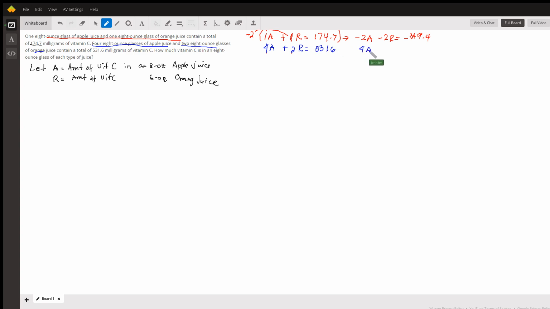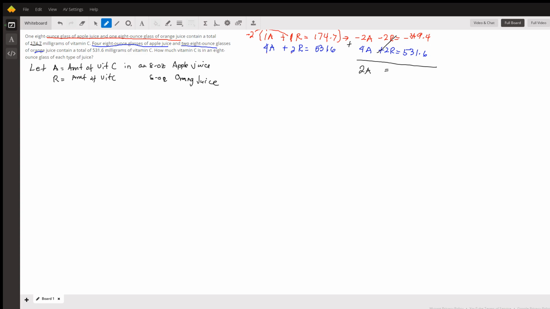Now the second equation stays the same. So this is 4a plus 2r equals 531.6. Now, as you can see, now that our equations are set up, we can eliminate this because your r have the same coefficient but opposite in sign. So therefore, we can add them now. So -2a plus 4a, you will have 2a. These two will cancel out. That's why it's called elimination. Equals, then we add 531.6 plus -349.4. Okay, so I'm gonna do that on my calculator.